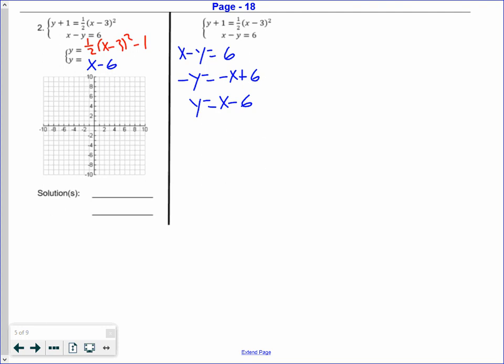So I'm going to go ahead and graph both these equations. I'm going to start with the one in blue, the linear one, because it's just a little easier to graph. So my y-intercept is negative 6. Remember that b value, that's your y-intercept. And I have a slope of 1, so I go up 1, right 1. So let's keep going. You should get something like this. All right, so that's what your linear equation is going to look like.